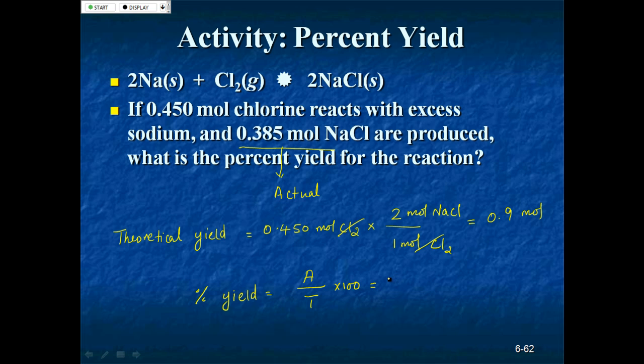So actual is 0.385 and theoretical we just calculated is 0.9, multiplied by 100. Oh, I'm speaking through my nose. What is the yield? I couldn't hear. 42.7.